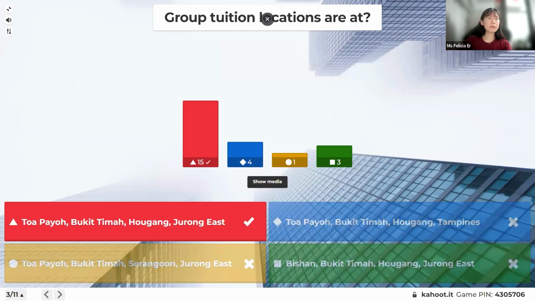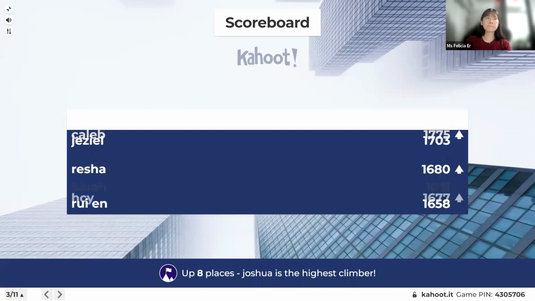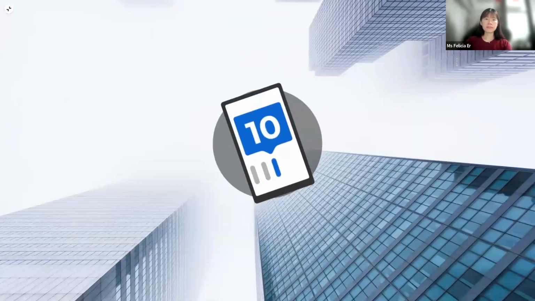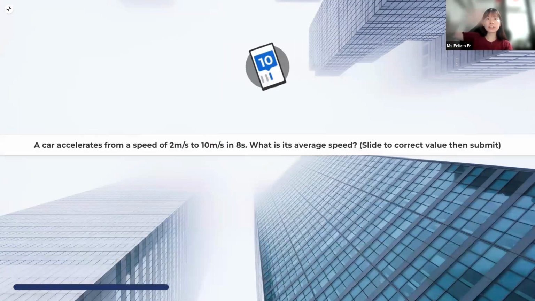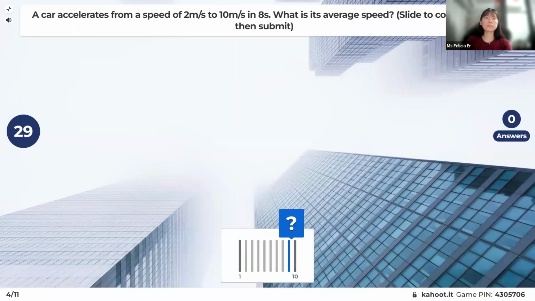Question: Toa Payoh, Bukit Timah, Hougang, and Jurong East. This one you need to slide. You need to arrange them in order. Oh okay, you need to slide to tell me what's the answer. So you calculate first, you press the calculator. I give you a lot of time. Then you slide the correct answer and must click submit.